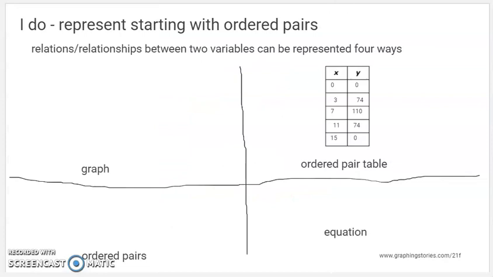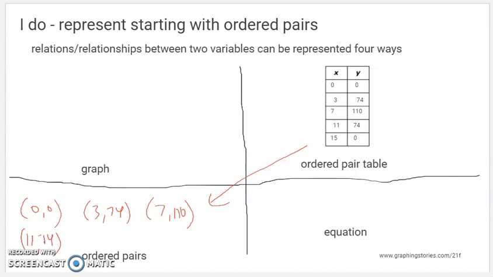So what if our relation starts with ordered pairs rather than with a graph? So in this case, I've got this one and not the other ones. So it's easy to go from this to this because those are the ordered pairs. So if you just wanted to list your ordered pairs, they'd be at 0, 0. They'd be at 3, 74. They'd be at 7, 110. And 11, 74. And 15, 0. So that's pretty easy. Those are just those ordered pairs. If you don't have a graph, you just kind of got to make it. So I can take that table. I've got to make my graph.